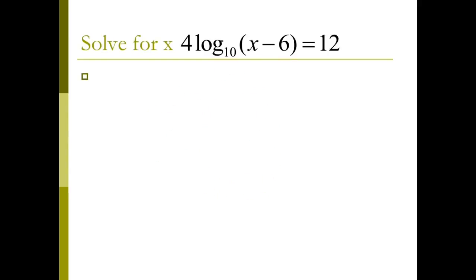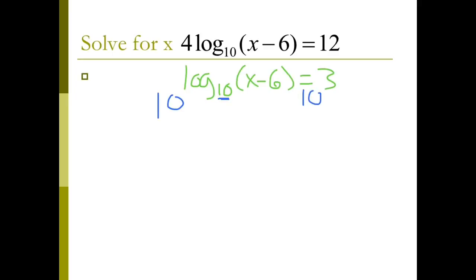This one is also going to involve a few steps to try and get the log by itself. So to begin with, I'm going to divide both sides by 4, which gives me log base 10 of x minus 6 is equal to 3. Now I have the log on one side, so I can try and get rid of it by using 10, because that's our base, to raise things up.